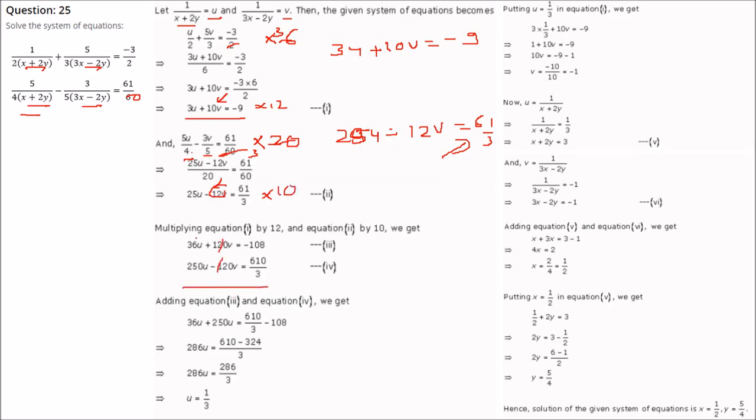This gets cancelled. 250 plus 36 will be 286u, and minus 108 and 610 by 3, if you add them, you get 286 by 3. Now 286 gets cancelled, u will be equal to 1 by 3.